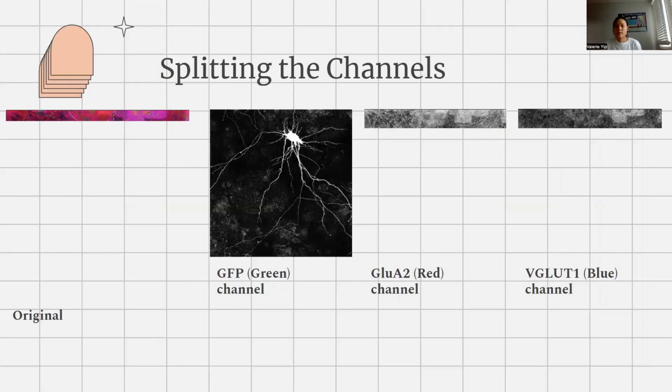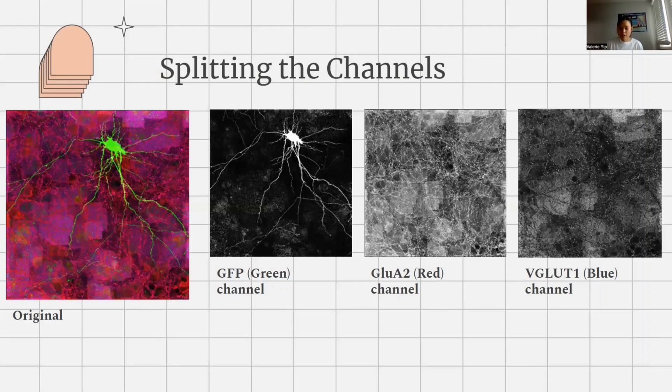Some clarification on channel splitting. Channel splitting is where you take the original image and split it into these 3 channels, and each of these 3 channels represents a different staining protocol. The green channel, which we have over here, gives the viewer a general outline of the neuron, and this channel detects GFP staining, which stands for green fluorescent protein.